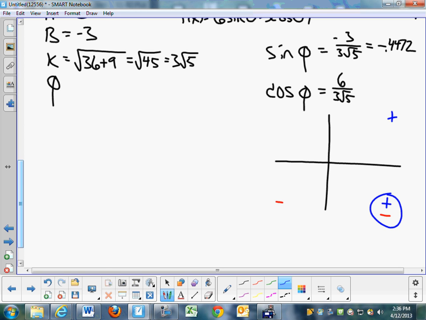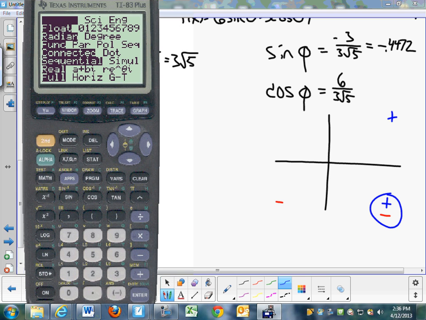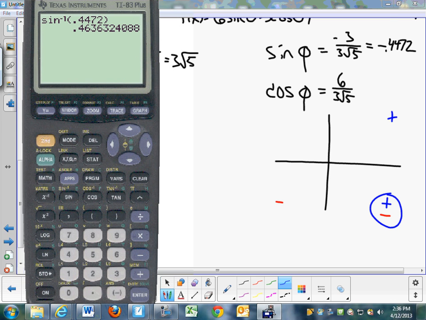So what I'm going to do is sine inverse. I'm not going to plug in the negative number, just the positive, 0.4472, because it will give me the reference angle in the first quadrant. Now, I got 0.46 because I'm working in radians. Make sure you're working in radians. Yep, we're back to radians.